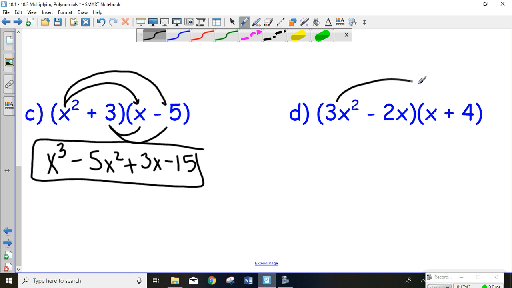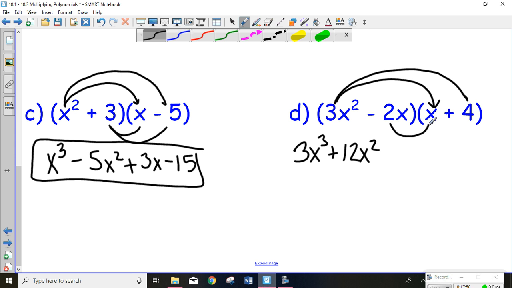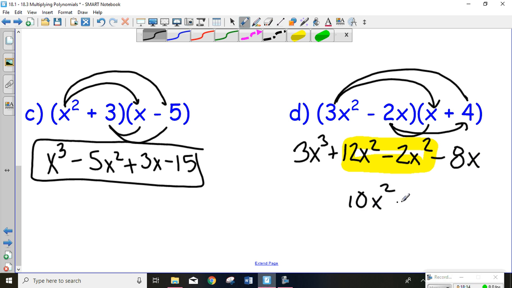My next one, 3x squared times x should give me a 3x cubed. 3x squared times 4 should give me a 12x squared. Negative 2x times x is giving me a negative 2x squared. And then negative 2x times 4 is going to give me a negative 8x. Here's a case again where I can combine my like terms here in the middle. And so that would give me 10x squared. Drop down the negative x and drop down the 3x cubed. And there's my answer.